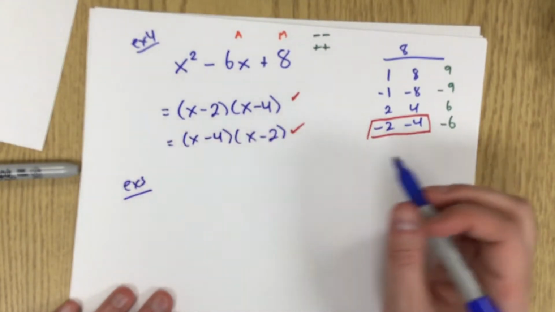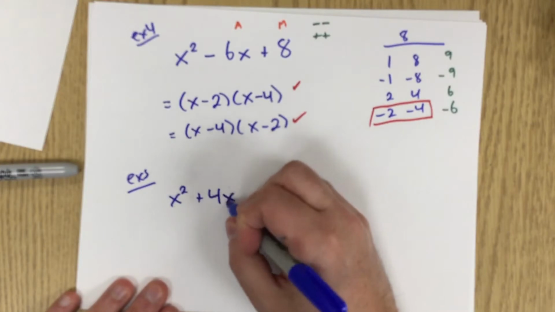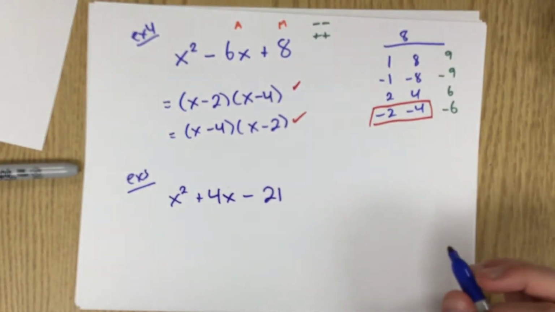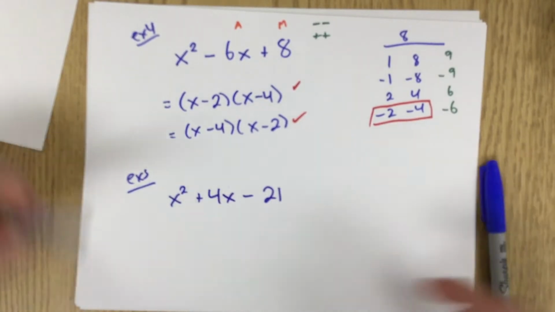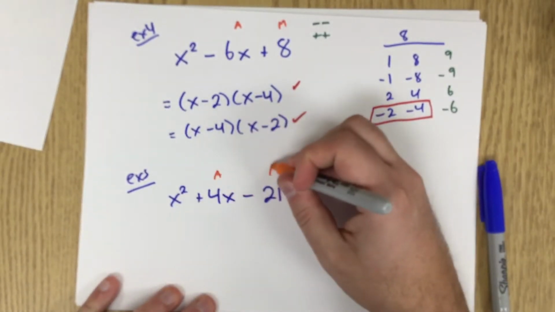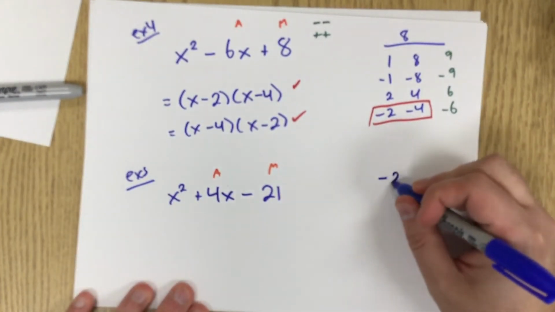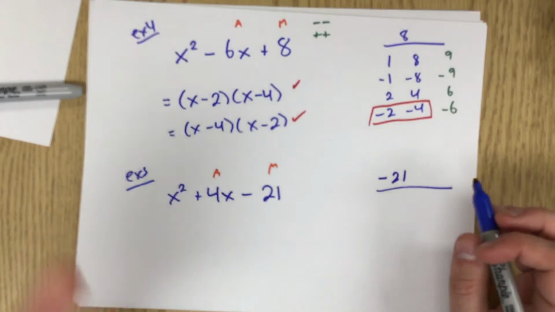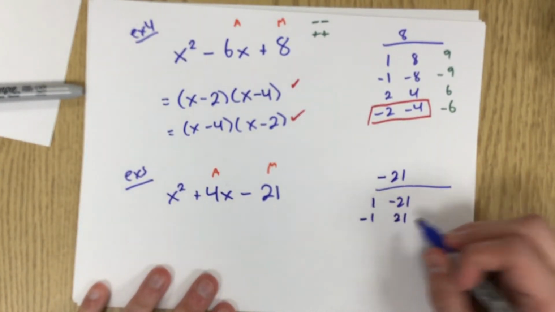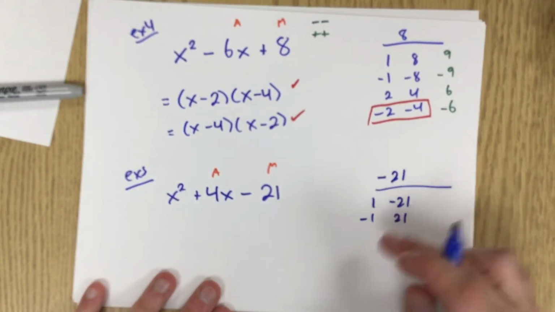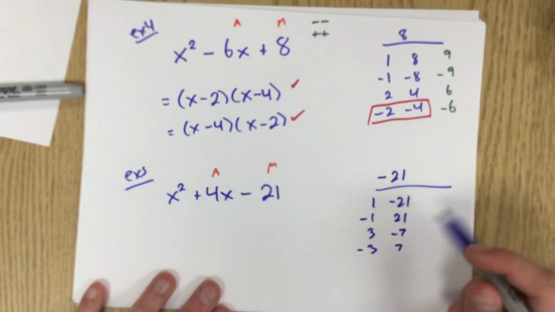Example 5. x squared plus 4x minus 21. So we have to add up to this and multiply to this. We're going to multiply to negative 21. To multiply to a negative, we need one positive and one negative. So it's 1 and negative 21, or negative 1 and positive 21. 2 does not work. 3 and minus 7, negative 3 and positive 7.